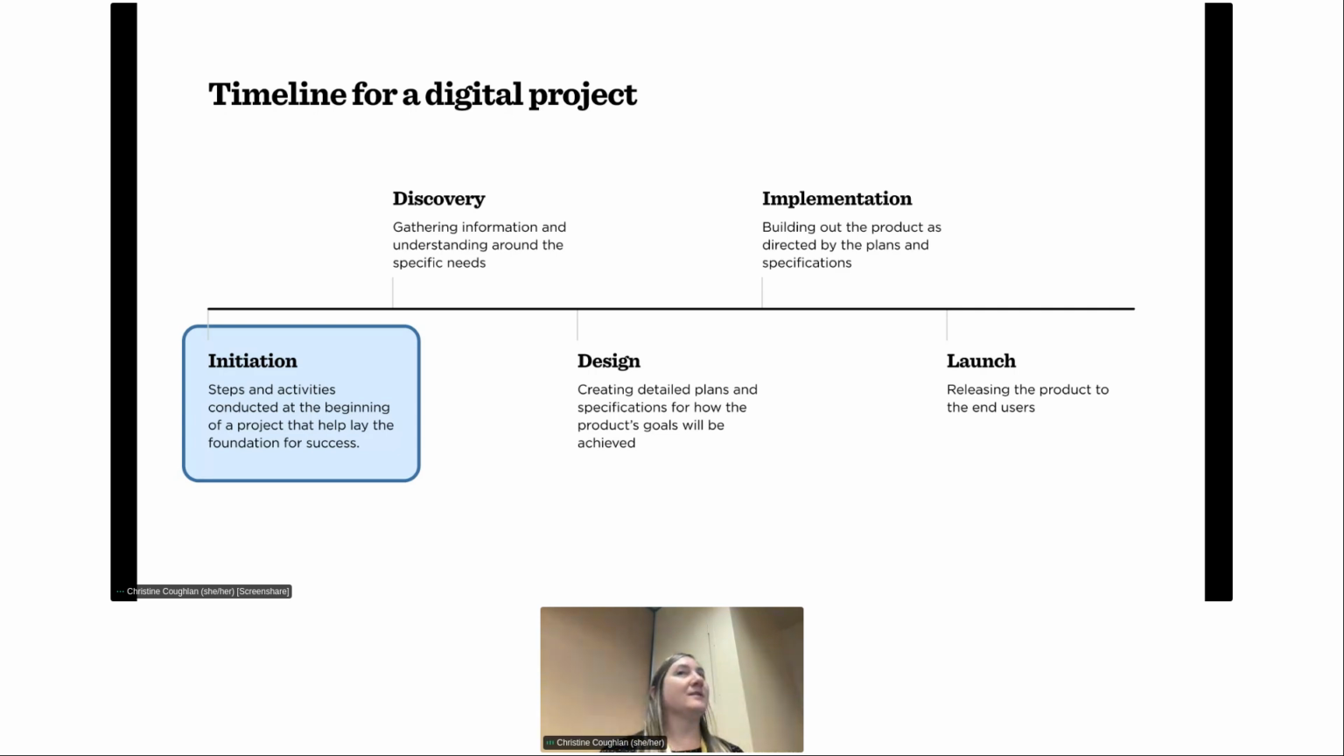I'm not talking about an individual activity such as a kickoff meeting that an agency and an organization might have together, but really all of those steps and activities that you're taking at the beginning of that project to set you up for success. So that could be things like internal kickoffs, a handoff from the salespeople to you, or maybe you're talking about a project that is internal to a team.